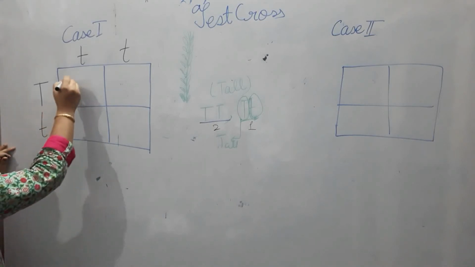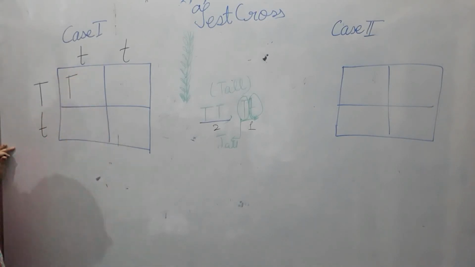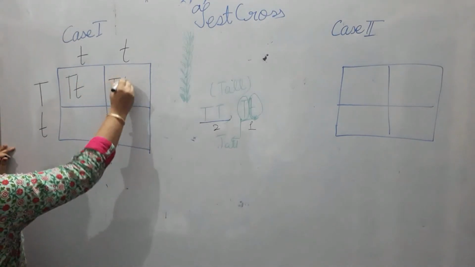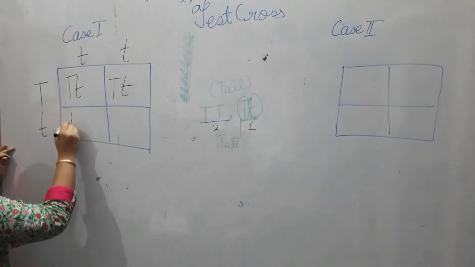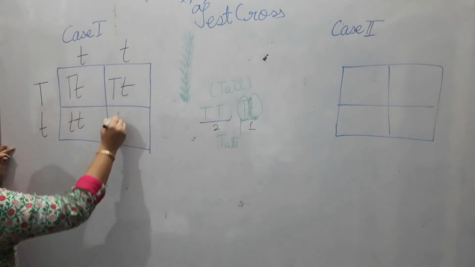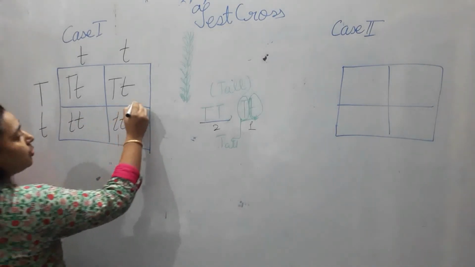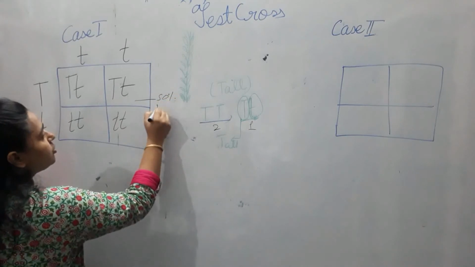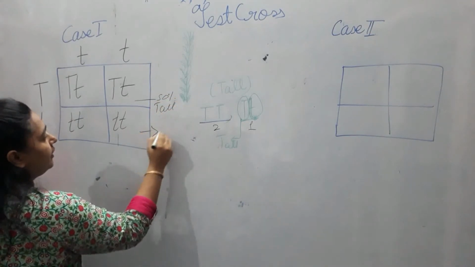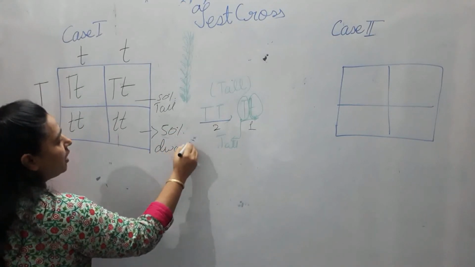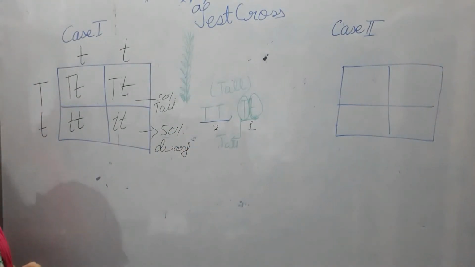What will happen over here? This is capital T. Here small t will come. Here capital T, small t will come. Here small t, and here small t will come. Right? So in this case, there is a 50-50% chance. So 50% is going to be tall, and here 50% is going to be the dwarf plant, right?